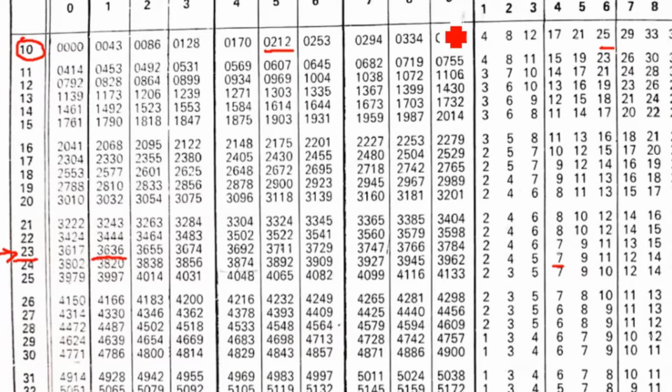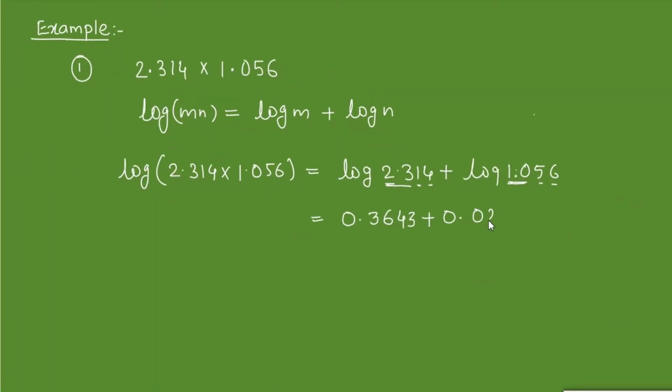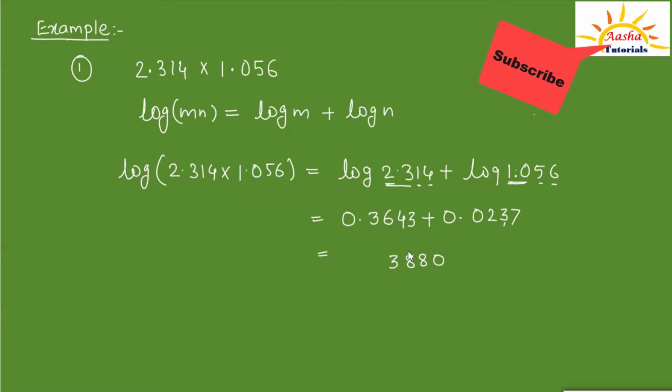So when I add 25 to 0 0 1 2, how much do I get? 0 2 3 7. So let's take 0.0237, and when I add these two, I get 3 and 7, that is 10, carry 1, this is 4 and 4, that is 8, then 2 and 6, that is again 8, and 0 and 3, that is 3, and the decimal point, and 0 plus 0 is 0. Now let's say this is not our final answer. This we got by adding the logs of these two numbers.